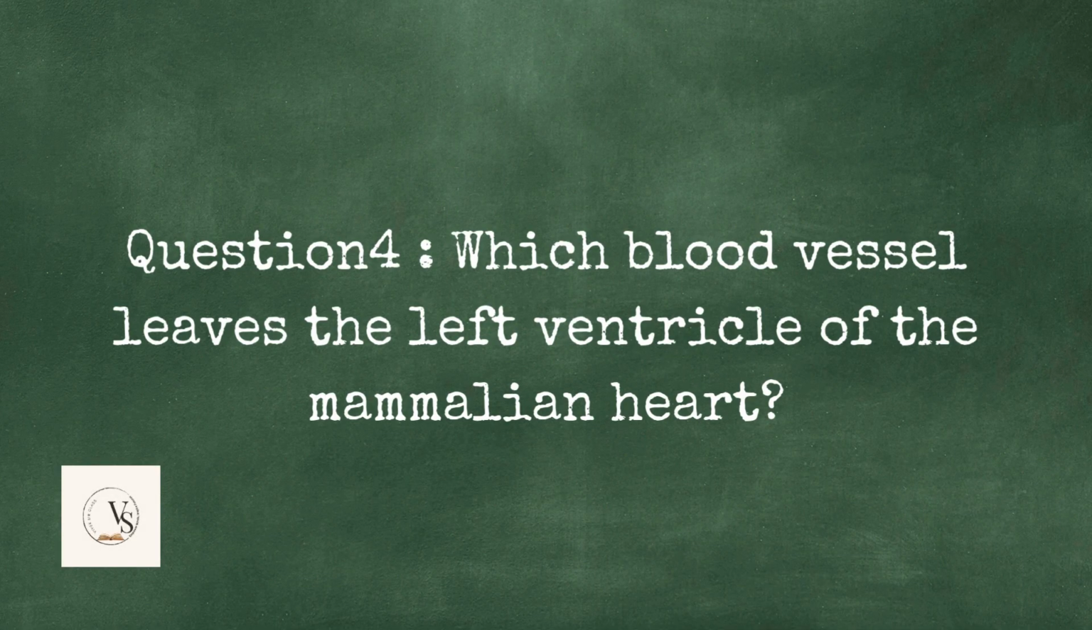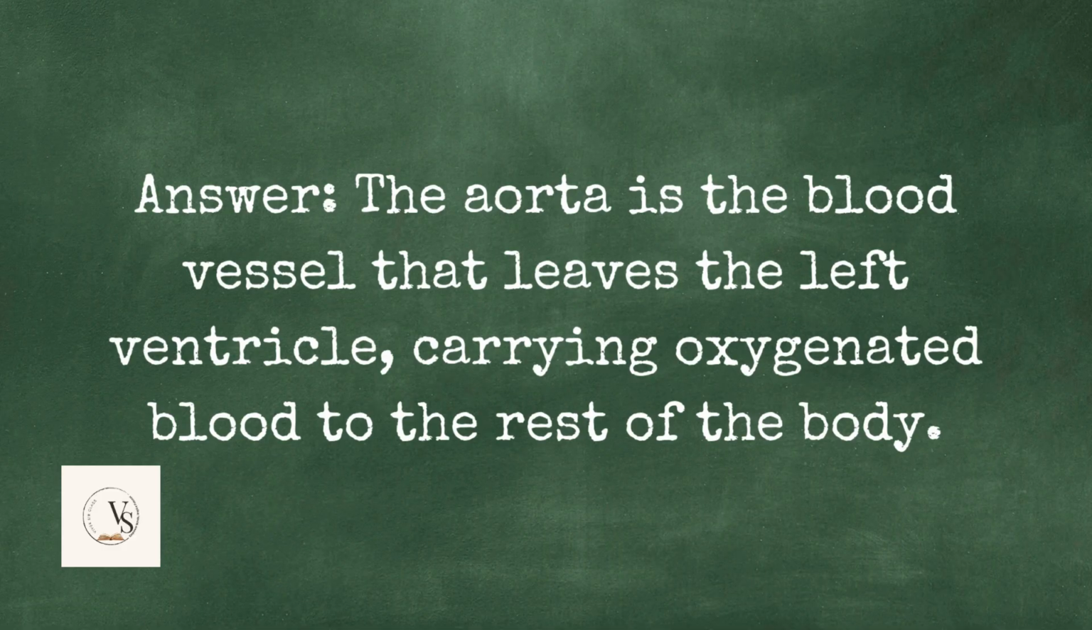Question 4. Which blood vessel leaves the left ventricle of the mammalian heart? Answer is the aorta is the blood vessel that leaves the left ventricle, carrying oxygenated blood to the rest of the body.